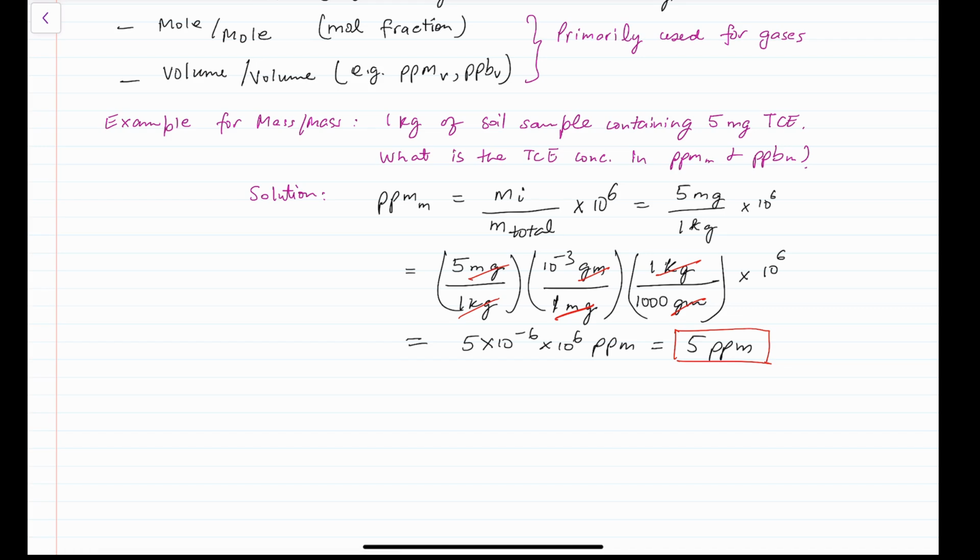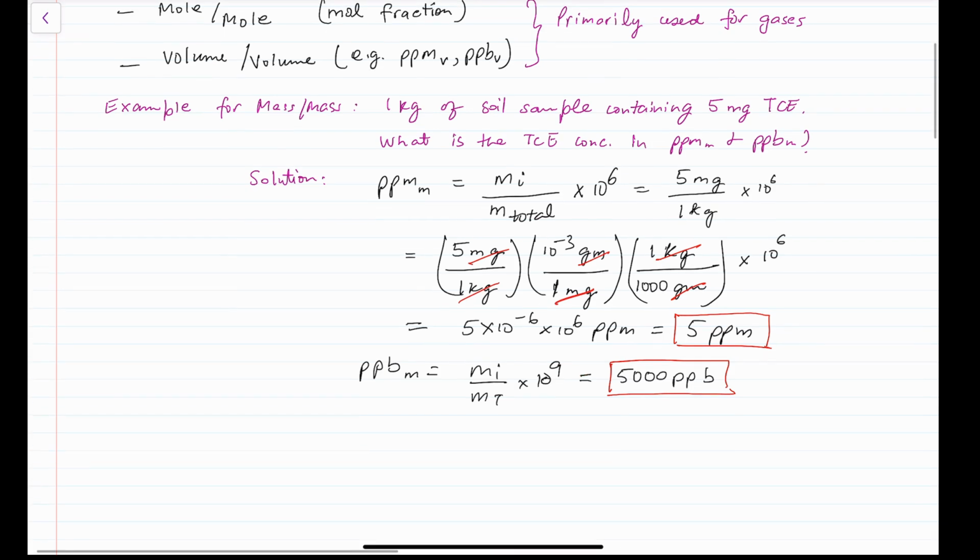And for ppb, we can do the same thing, except this is multiplied by 10 to the power 9. And if we solve this, you would get 5000 ppb. And yeah, these are subscript m.